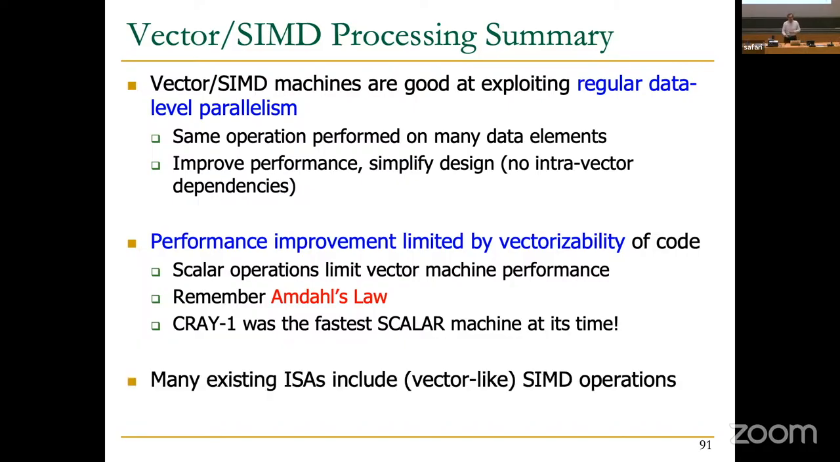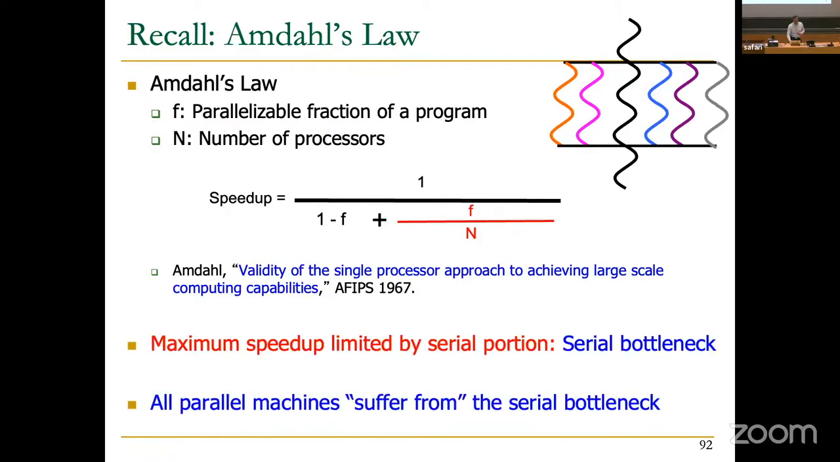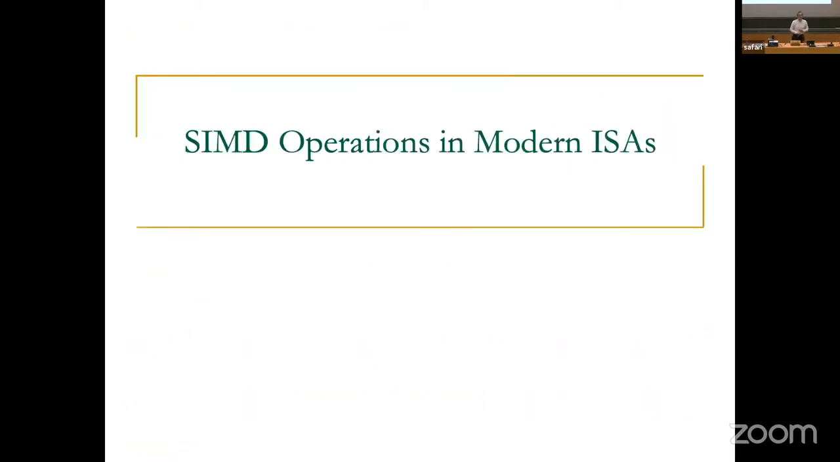So many existing ISAs actually were influenced by vector machines. They started including these SIMD operations. That's what we're going to talk about next in the next lecture. And then GPUs are clearly modern vector plus array machines that actually have a different programming paradigm. And we're going to talk about that. But these have been there before GPUs became popular, let's say. But these are actually vector instructions in a limited way. Okay. So this is where I'll stop.